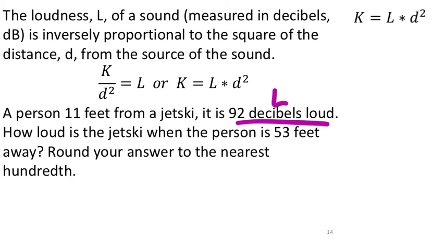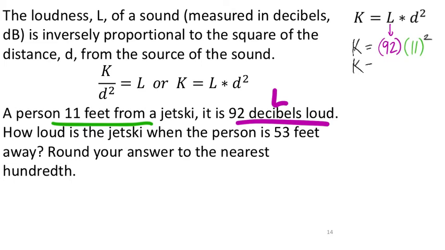So I can go into this formula up here for K and replace the L with 92. I can write that bigger. Sorry about that, 92. And then it says it's 11 feet from the jet ski, right? So let's go and replace D. Now that's D to the power of 2. That's important to remember, though. It's 11 feet from the jet ski. You just got to square it right there. And this will give us the K value.